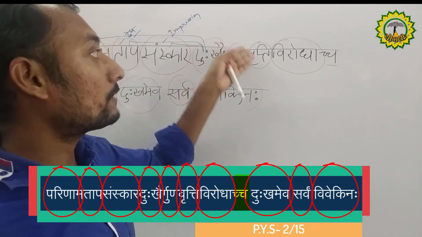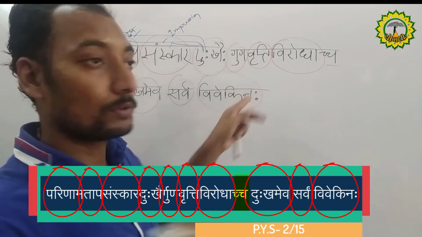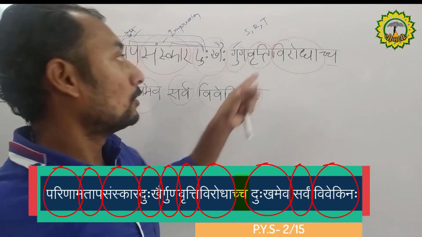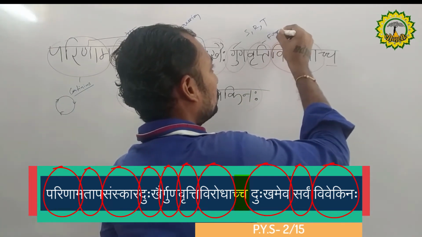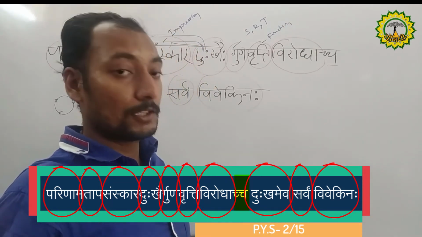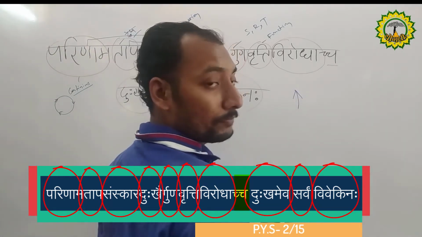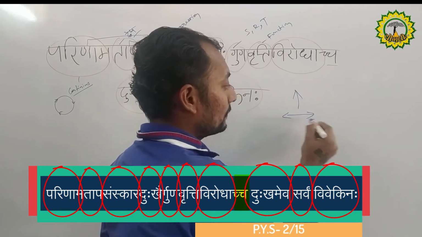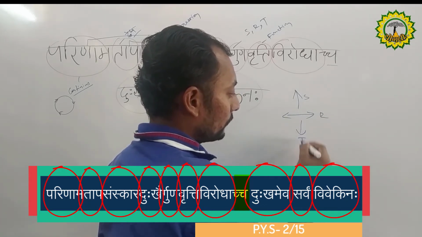Next, explaining guna vritti virodhacha. Guna vritti. We know the three gunas: sattva, rajas and tamas. Vritti means their function, or action. The function of the gunas will be different. Sattva guna always makes you go up. Rajas guna will make you stay present. Tamas guna will kick you down or make you go down.